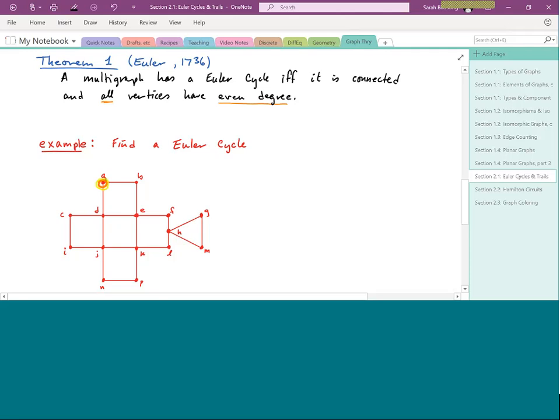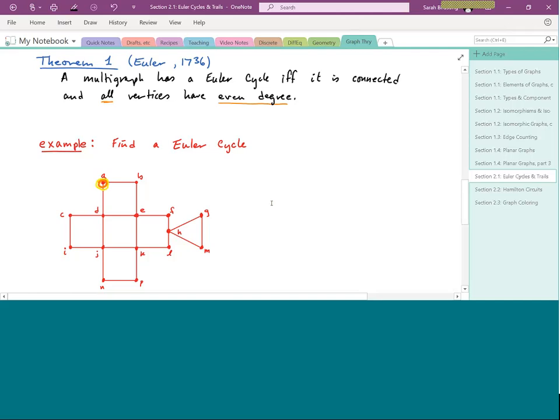Well, if we start at A and we're trying to do an Euler cycle, remember the two criteria. First thing is we're going to want to travel across all the edges exactly once. And then we're going to come back to the starting point.